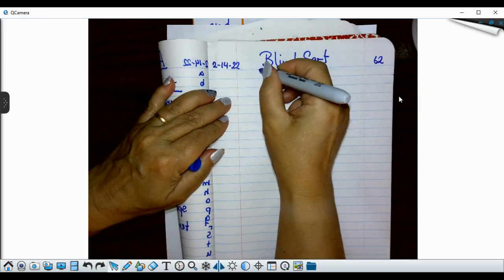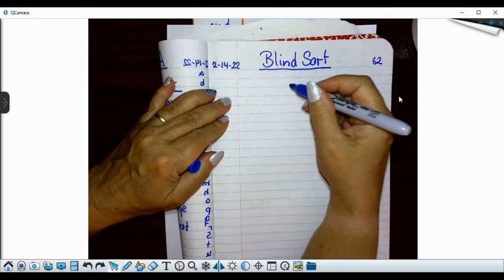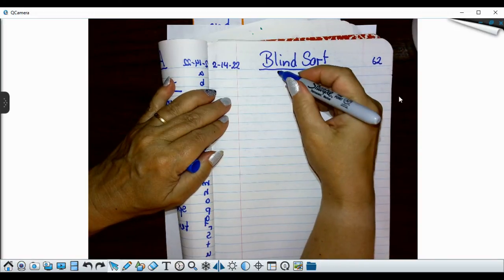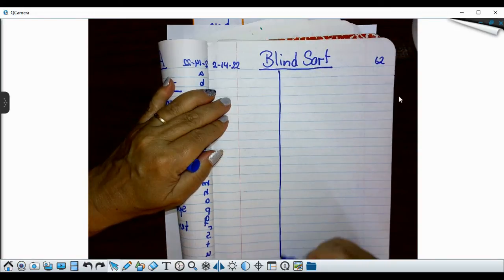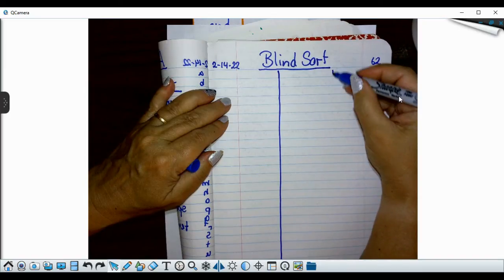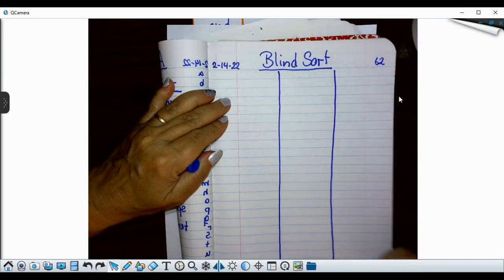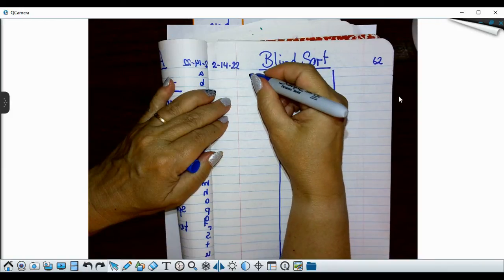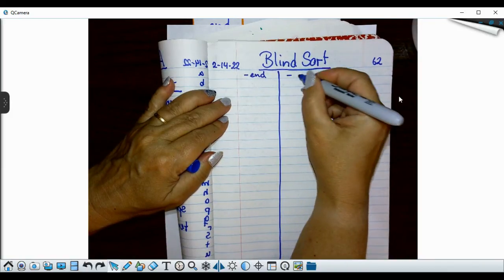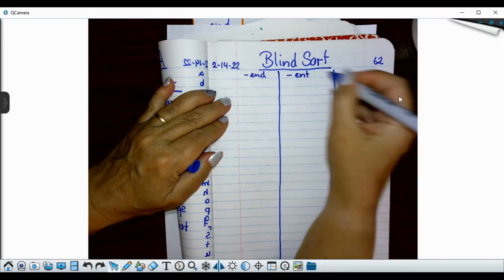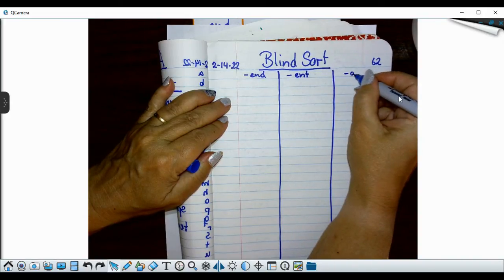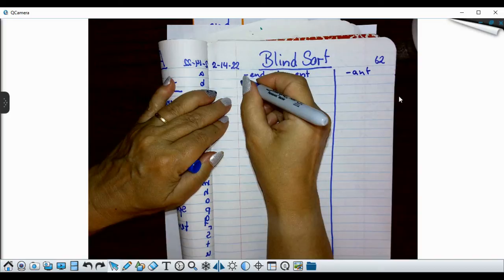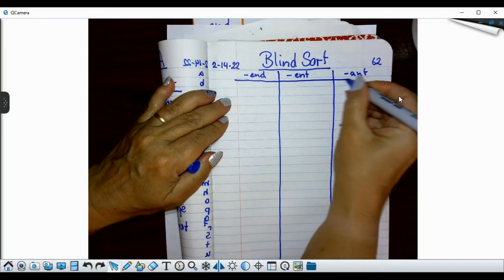We're going to underline our title, and we're still going to put our 3 categories. So I'm going to put a line here. I'll go over here, put another line. Oh, that looks perfect. And then I'm going to put my headers, end, ent, and ant. And I'm going to draw a line underneath my headers.